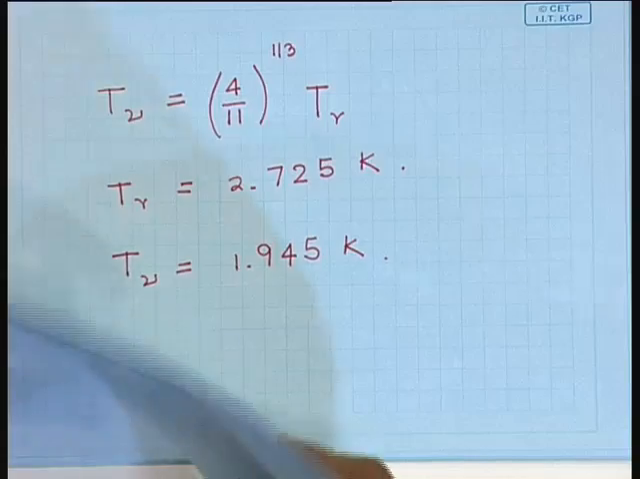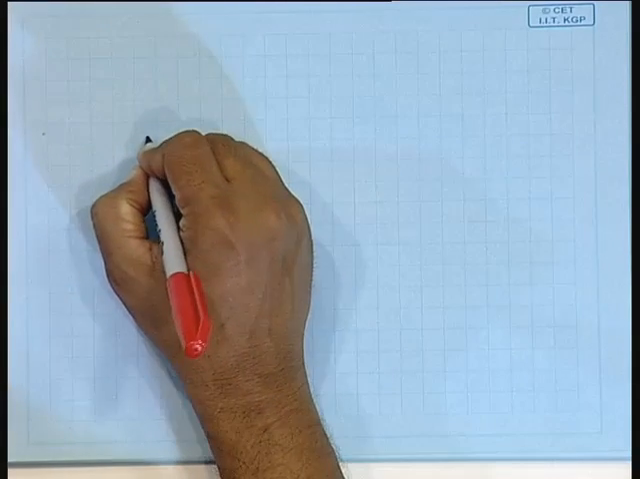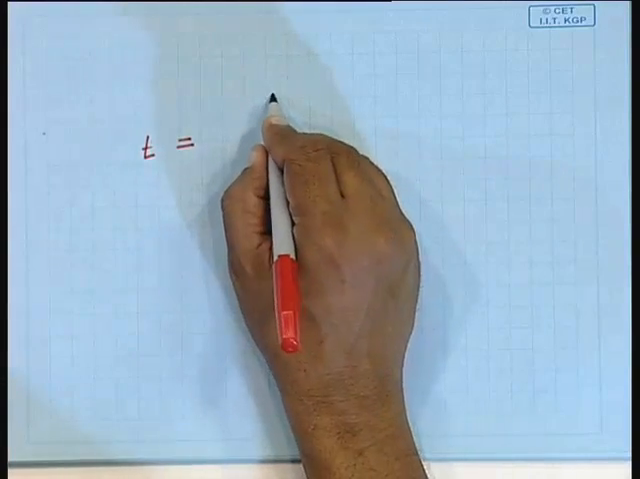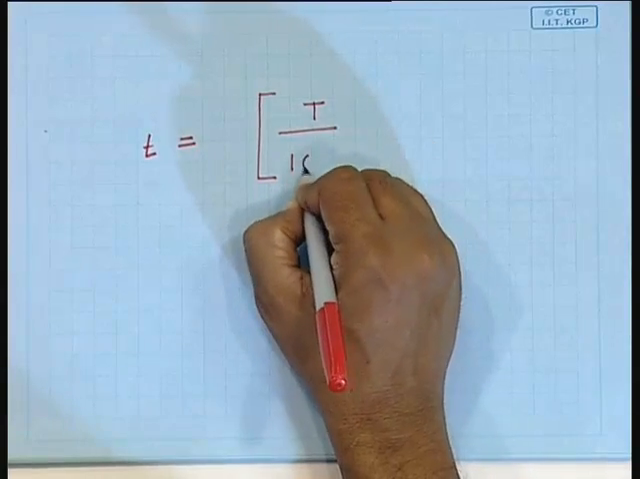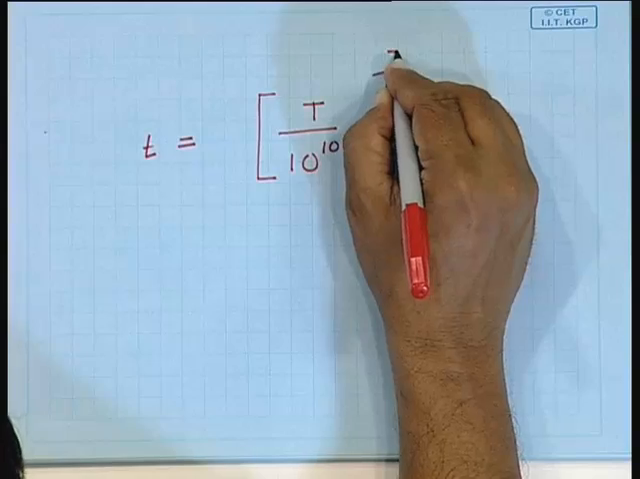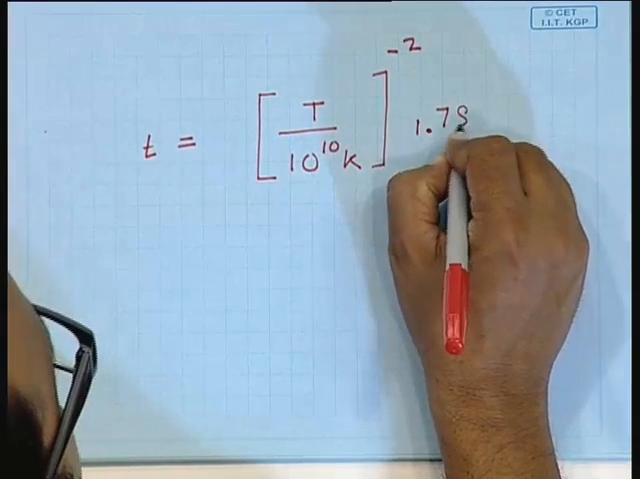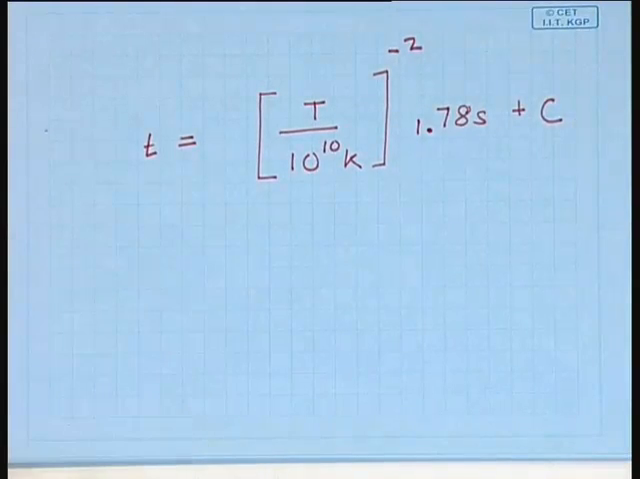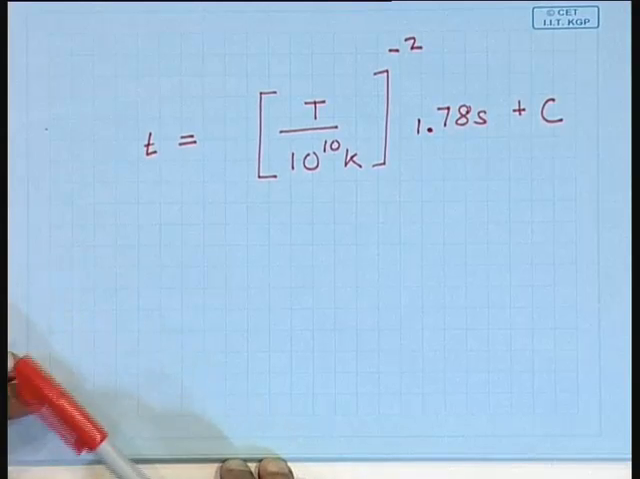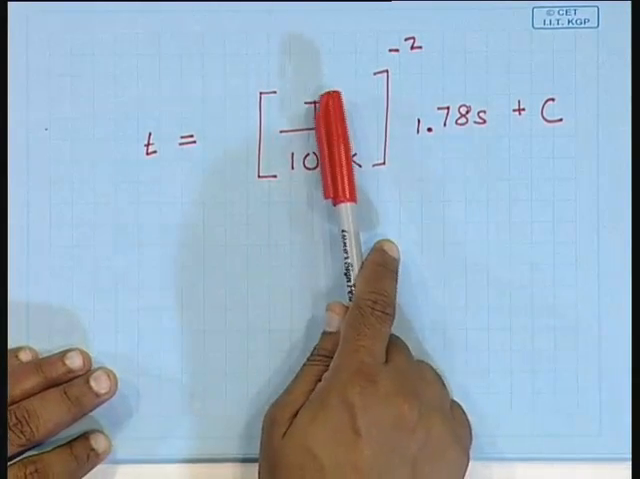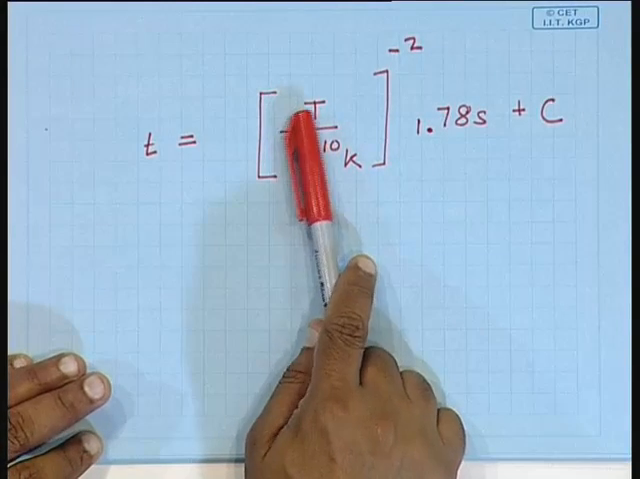So, what you get when you do this is T is equal to, again you can write it in this way, T by 10 to the power 10 Kelvin, to the power minus 2, equals 1.78 times the time in seconds plus a constant. Okay, so this is the expansion of the universe after the electron positron pairs have completely annihilated, and this temperature refers to the temperature of the CMBR. The temperature of the neutrinos is obviously smaller than this.